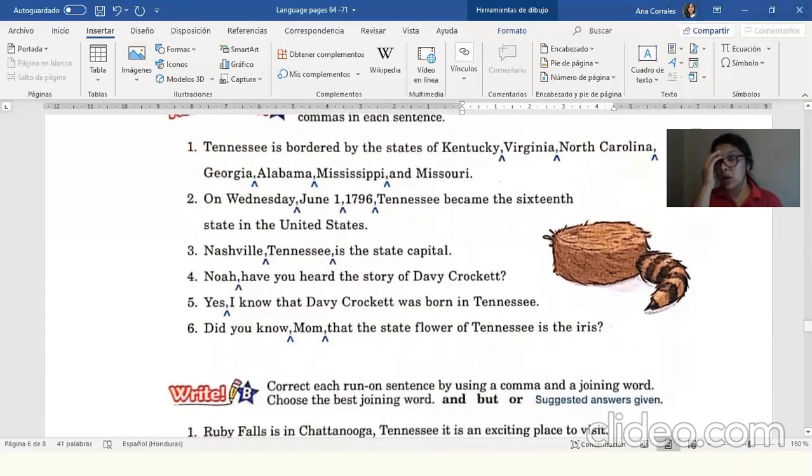Number 4, Noah, have you heard the story of Davy Crockett? Noah, comma. Yes, comma. I know that Davy Crockett was born in Tennessee. After yes or no, you're going to write a comma. Did you know, mom? Did you know, comma, mom, comma. That's the state flower of Tennessee is the iris.